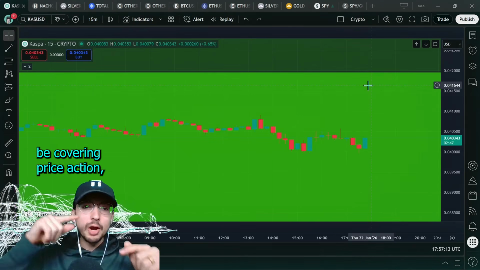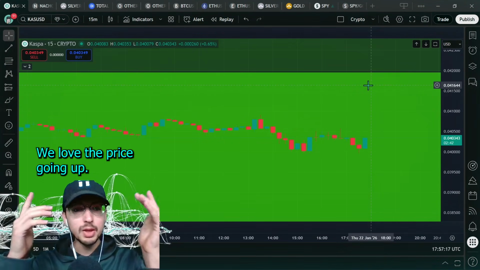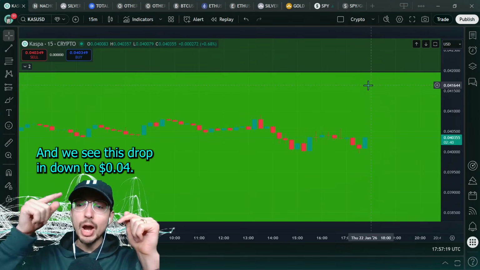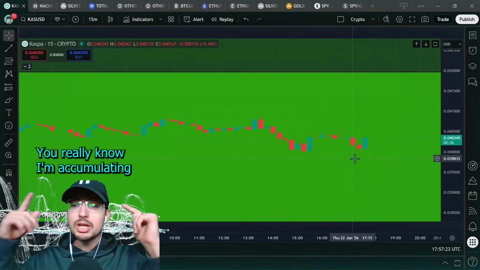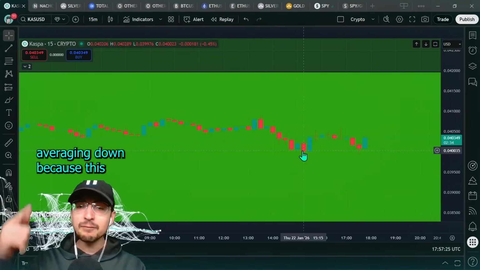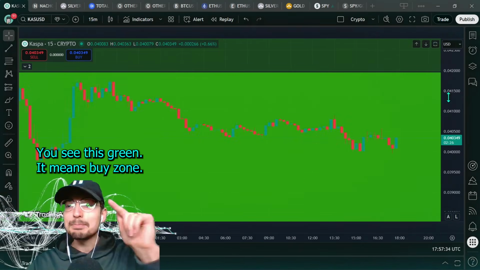Yo, Kaspa, I'm going to be covering price action, but most especially the technology, okay? We're all here for the price. We love the price going up, and we see this dropping down to 4 cents. Just 5 minutes ago, it went down below 4 cents. You already know I'm accumulating at these levels, averaging down, because this is an excellent opportunity. You see this green, it means buy zone.